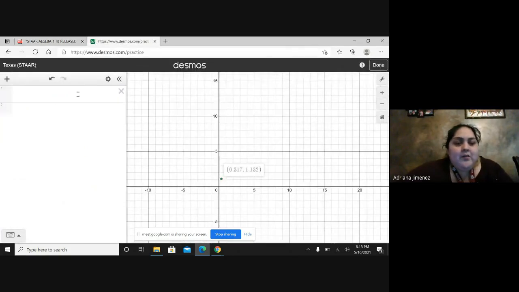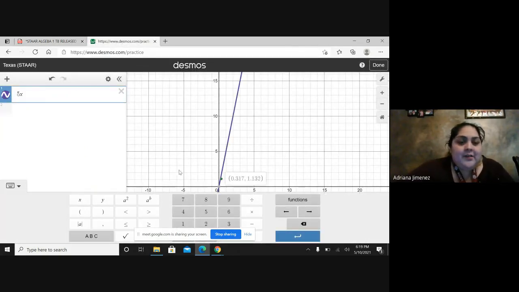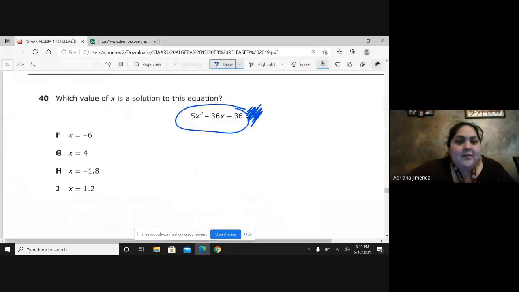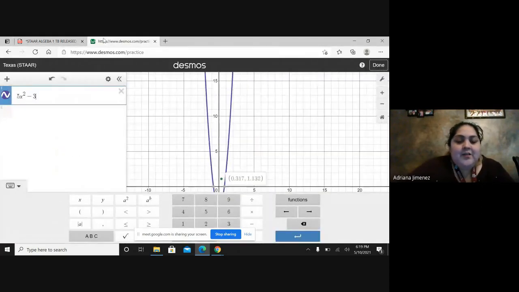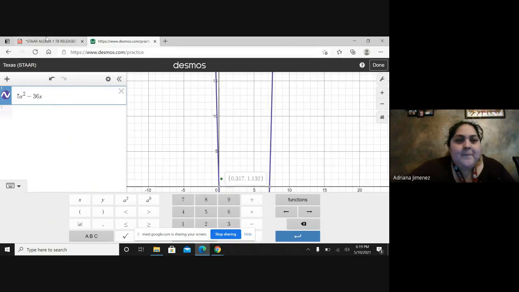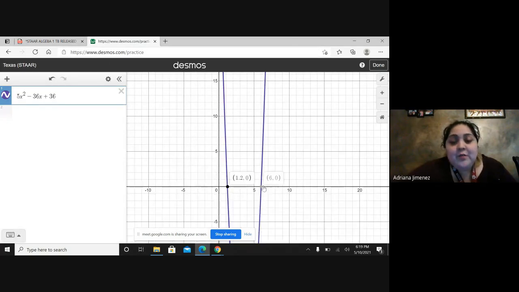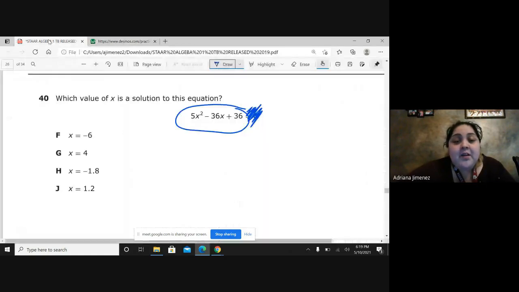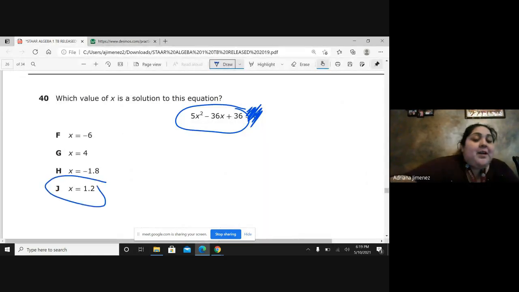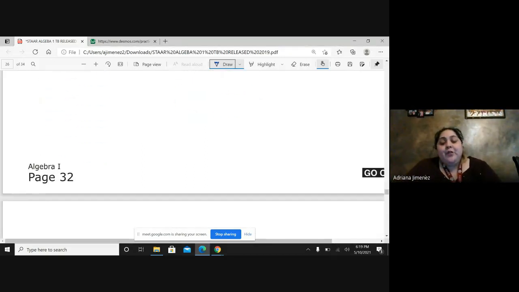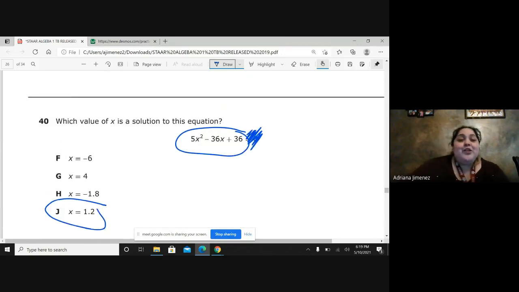Okay, so 5x minus 36x plus 36. Okay, and we're looking for the x-intercept. So I got 1.2 and 6. So I go to my answer choices and figure out which one they gave me. They gave me 1.2 because they gave me negative 6, but it's 1.2 or positive 6. We're looking for the x-intercepts. Those are the solutions. Solutions are your x-intercepts.